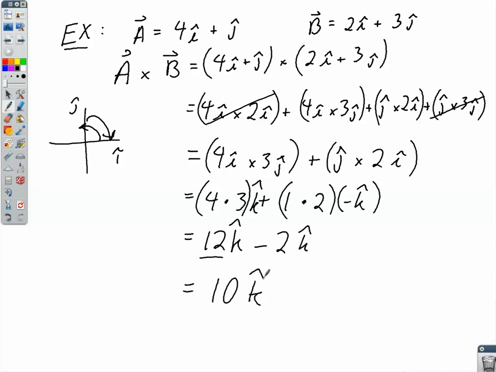So those are the two ways of finding our cross product between two vectors. We won't get into three-dimensional cross products because we don't need it for our physics.